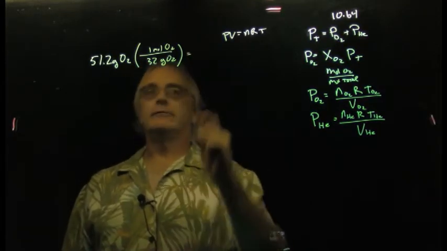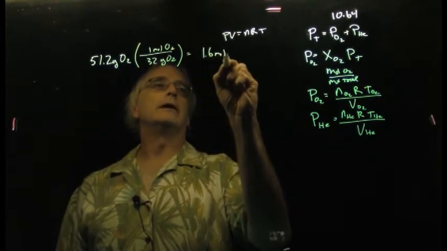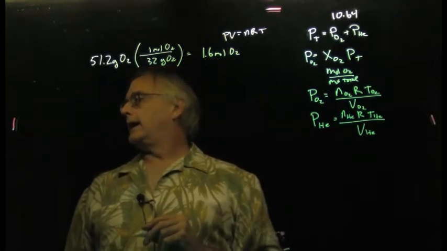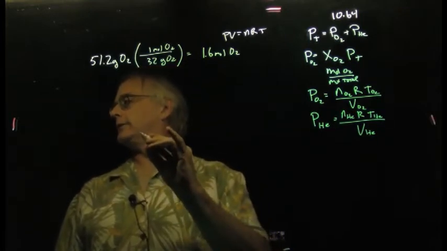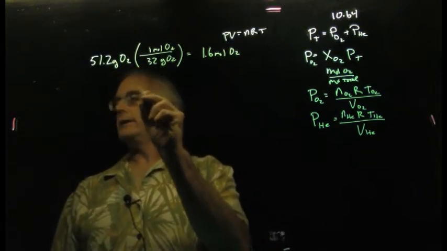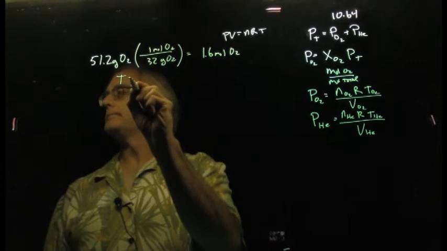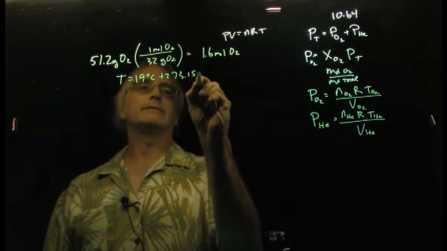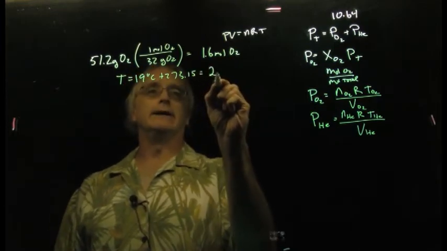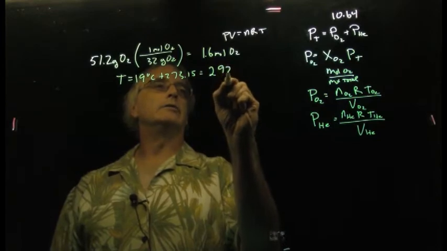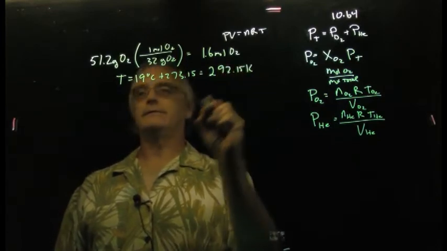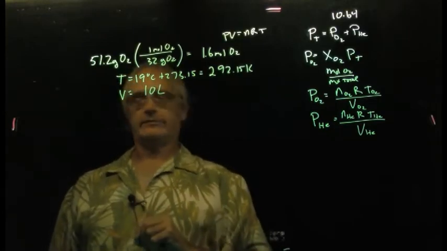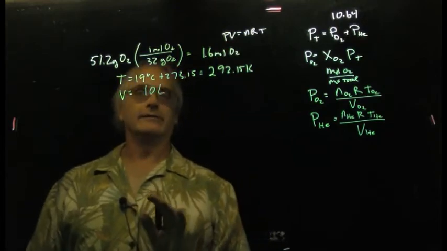Doing the calculator dance with that one for a moment, I have 1.6 moles of oxygen. Okay, pretty straightforward there. Now, I am told, and I'm going to write that down here, that the temperature of this container is 19 degrees C. Of course, we need that in Kelvin, add 273.15, and that's going to give me 292.15 Kelvin. The volume of this container, believe it or not, they actually gave it to us in liters. Didn't even have to do any converting. Kind of generous of them to do that.